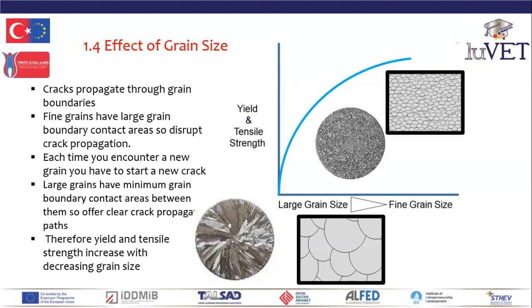So the yield strength and tensile strength increase with fine grain size. The finer the grain size, the stronger the structures, because cracks have great difficulty in propagating between fine grains. So the finer the grain size, the stronger the structure. The finer the grain size, the higher the yield and the tensile strength. The larger the grains, the lower the strength of a metal, the lower the yield and tensile strength.